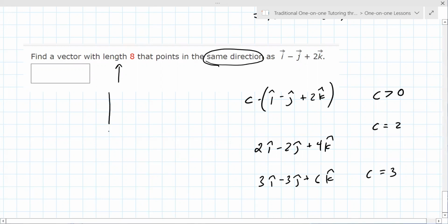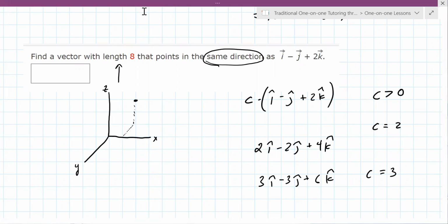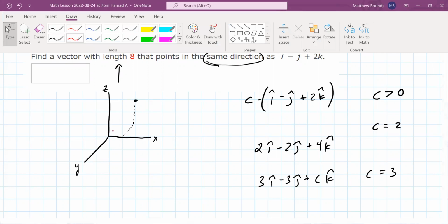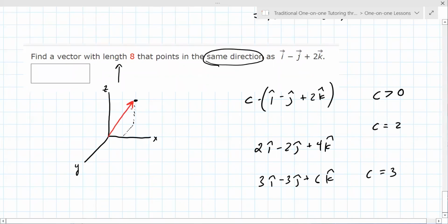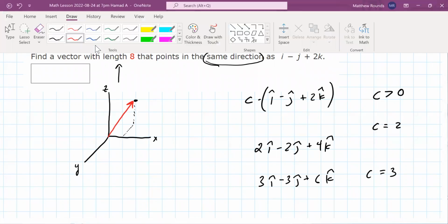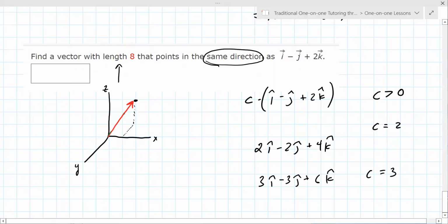In class, they probably did some sort of graphing like this, where there's this X, Y, and Z. So this i minus j plus 2k goes right, then back this way, and then straight up. So it's somewhere here, and it comes out from the origin. It's very hard to see in two-dimensional space, but it looks like that. Same direction means it's just like this one, but maybe it's longer.